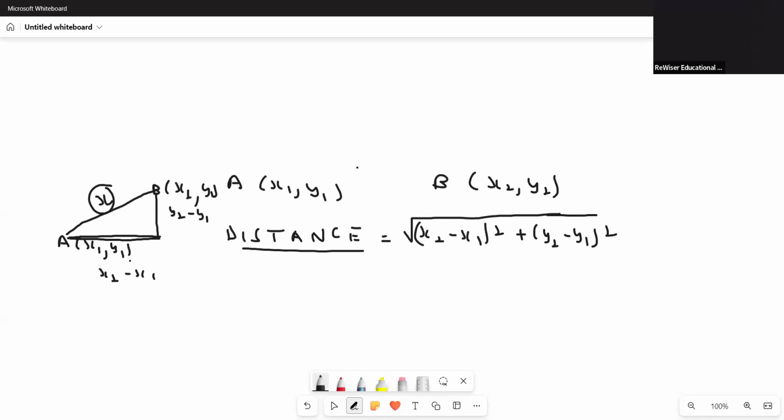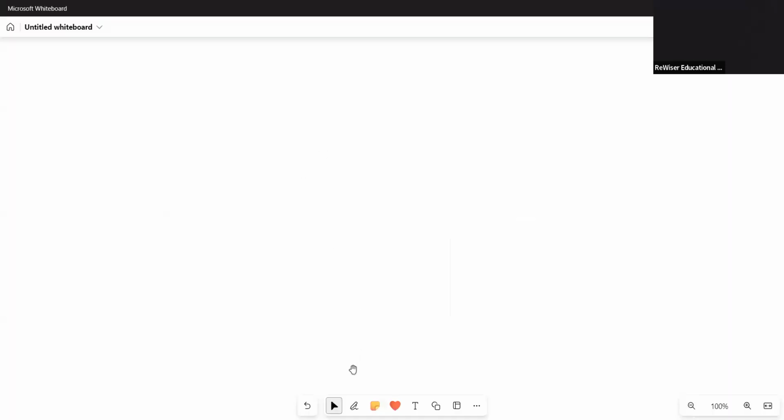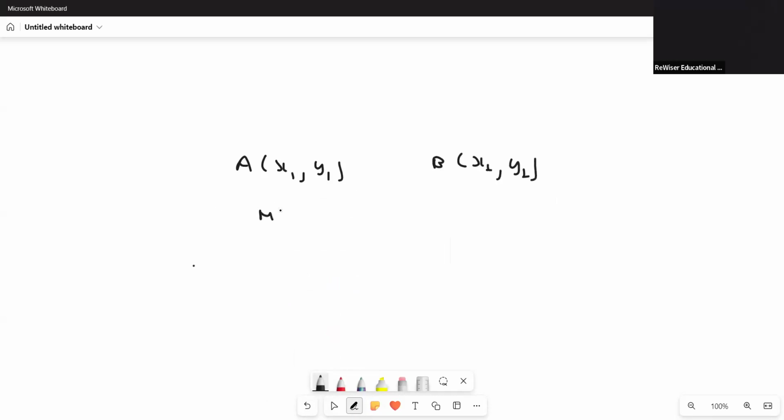Now, moving ahead from here, if I need to go for the midpoint formula, again, if I take the two coordinates to be x1, y1, and point B to be x2, y2, in that case, if I'm finding the midpoint, the formula has to be the exact arithmetic mean of abscissa and the exact arithmetic mean of ordinates.